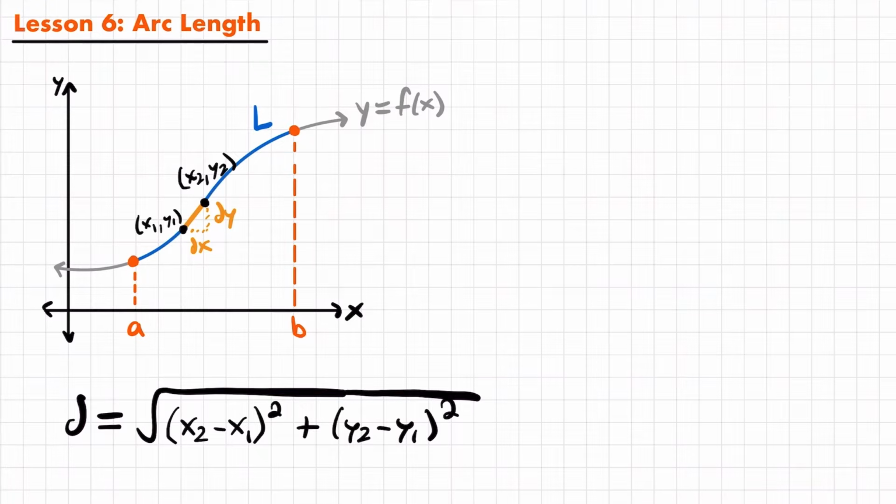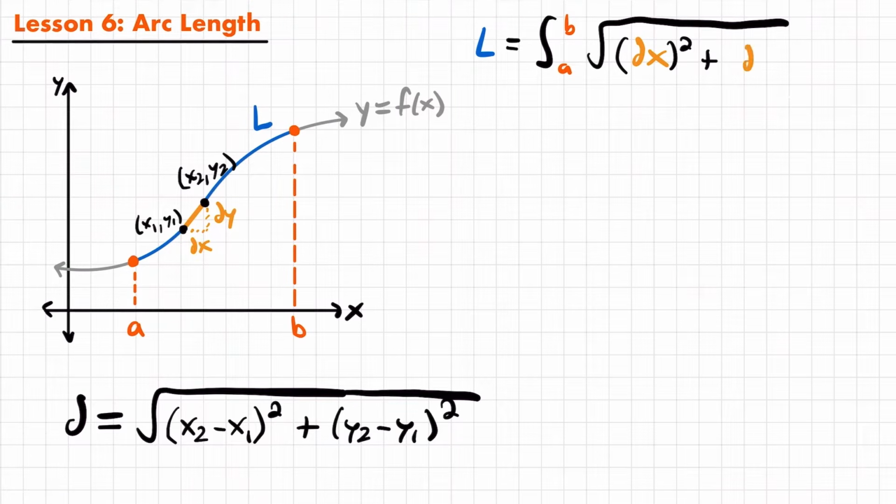That would add up an infinite number of lengths of small line segments that would make up the entirety of this curve. And so if we were to do that, we could say that the arc length L is equal to the integral from a to b of the square root, and this is where the distance formula comes into play, of the change in x squared plus the change in y squared. Remember, we're representing the change in x in this case with dx and the change in y with dy. And so what we'll have is (dx) squared plus (dy) squared. This will represent the arc length L of this curve from a to b.